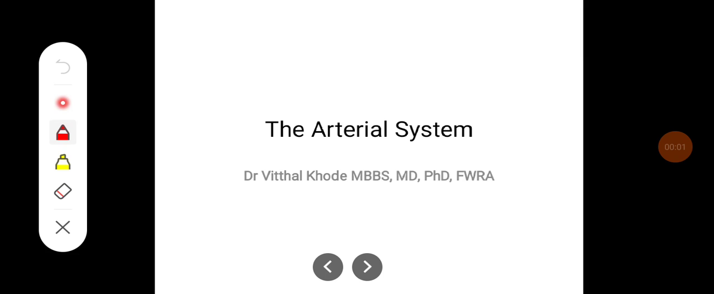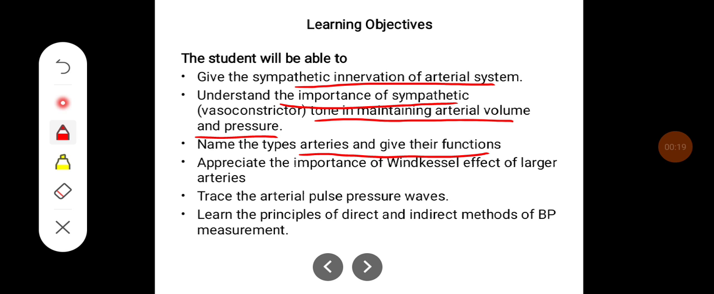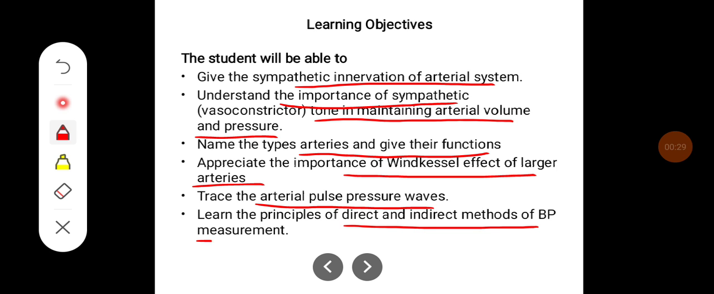Hello everyone. In this class, we'll learn about the arterial system. The learning objectives are to give the sympathetic innervation of the arterial system, understand the importance of sympathetic tone in maintaining arterial volume and pressure, name the types of arteries and give their functions, appreciate the importance of the Windkessel effect of larger arteries, trace the arterial pulse pressure waves, and learn the principles of direct and indirect methods of blood pressure measurement.